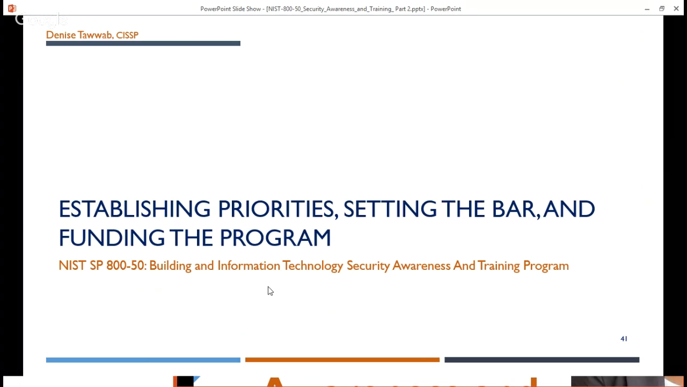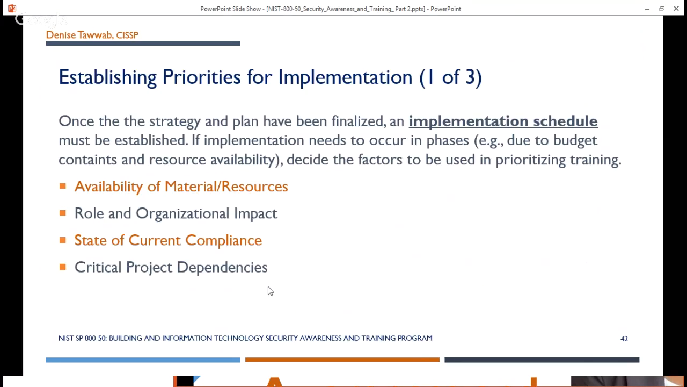Now, how do you establish priorities and set the bar and ultimately achieve funding for the program? To establish priorities, once you have your strategy and plan completed, an implementation schedule must be established. If the implementation needs to occur in phases, for example, because of budget constraints or resource availability, then you decide on the factors that you're going to use to prioritize training: availability of material and resources, role in organizational impact, the state of current compliance, and any critical project dependencies. So that's how you're going to prioritize.